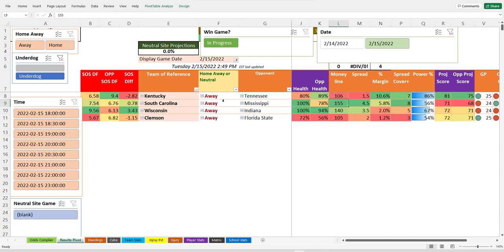Now, this one is a potential winner. South Carolina against Mississippi, because almost a quarter of Mississippi's team is injured. So even though the margin's low, the strength of schedule is a little better. That's the underdog pick right there.